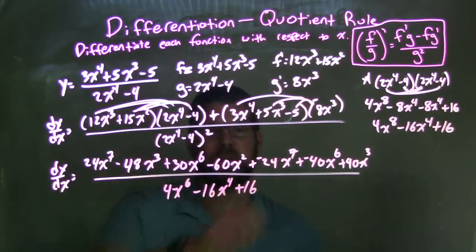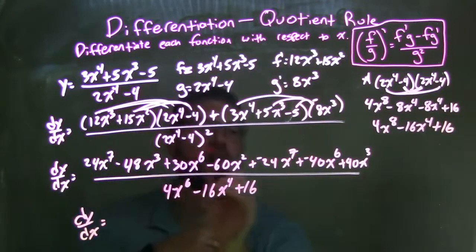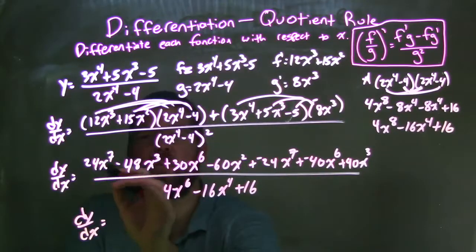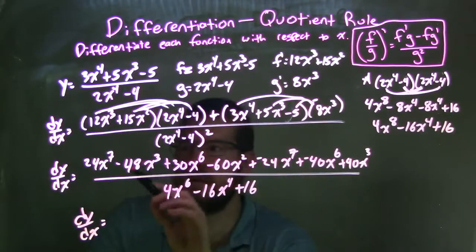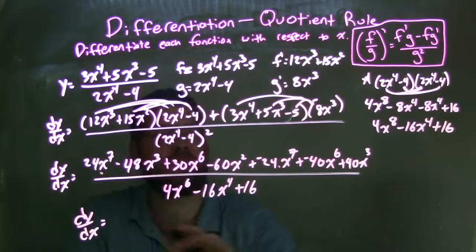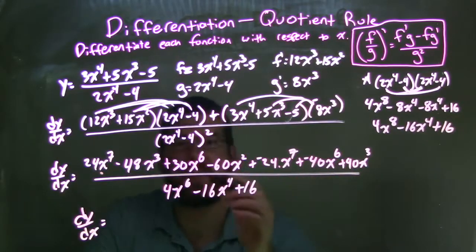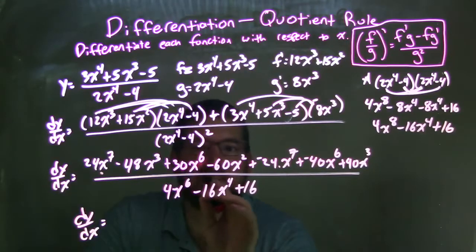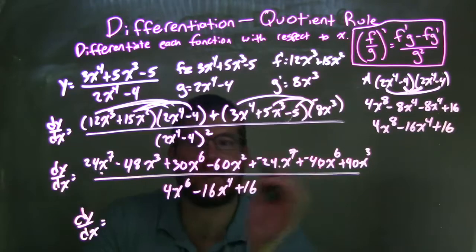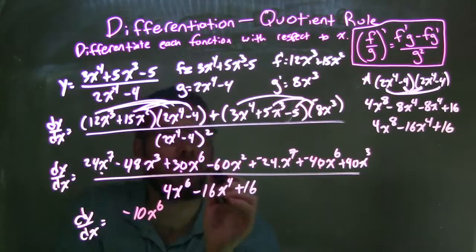So now let's go simplify my numerator. dy dx is equal to, let's go find my highest degrees first and combine them. Well, 24x to the 7th, the highest power, plus a negative 24x to the 7th. When I combine these two, they eliminate each other, so we're done with those two. Now the next highest power is the 6th. 30x to the 6th power plus a negative 40x to the 6th. Those two can be combined to be negative 10. So we have negative 10x to the 6th power right there.